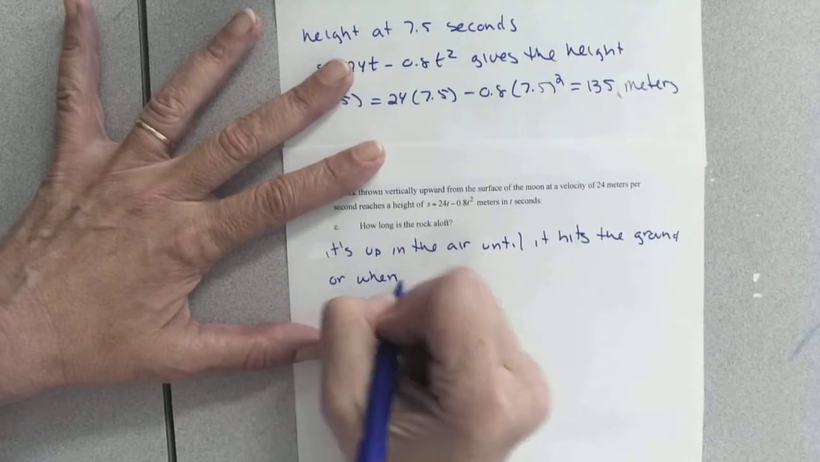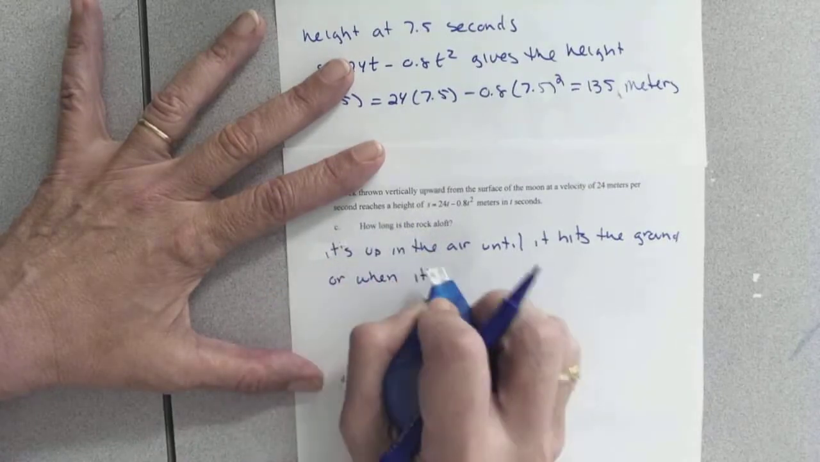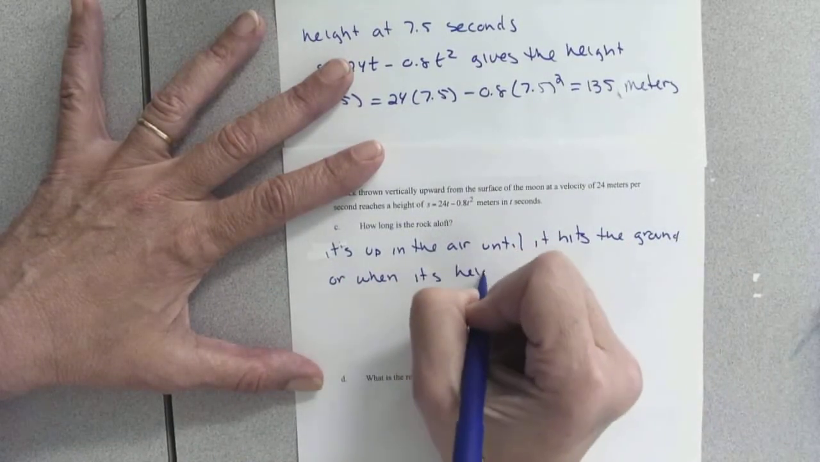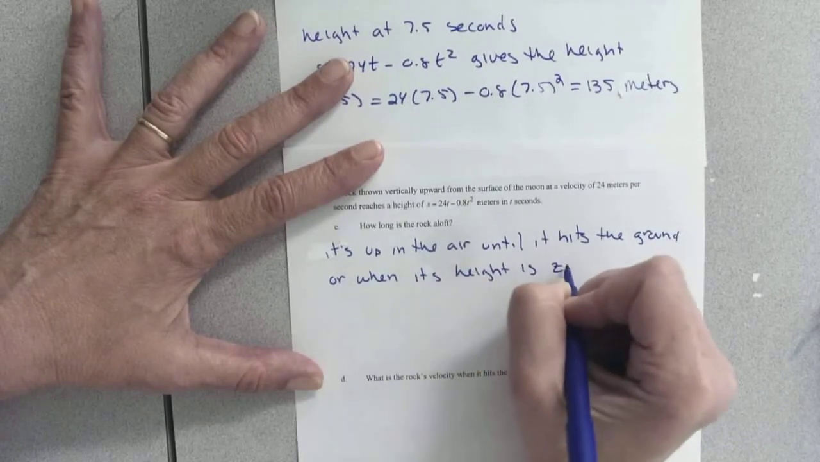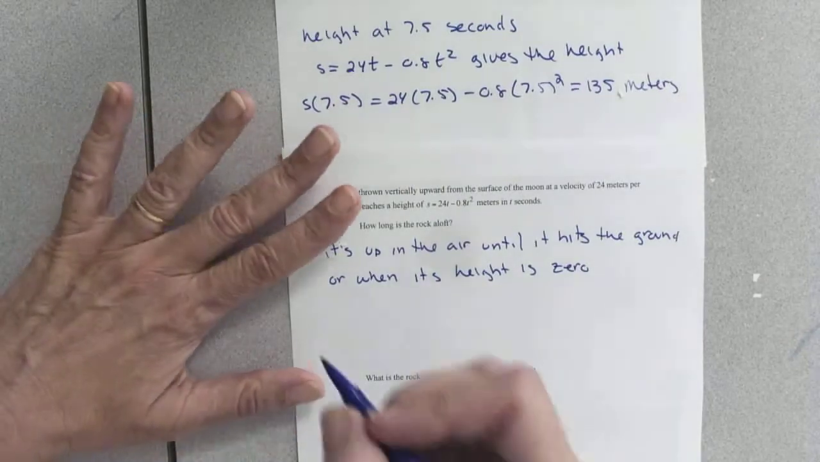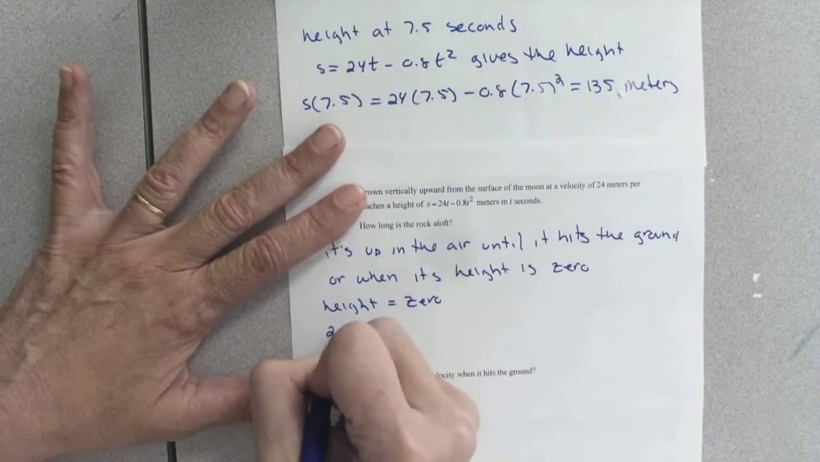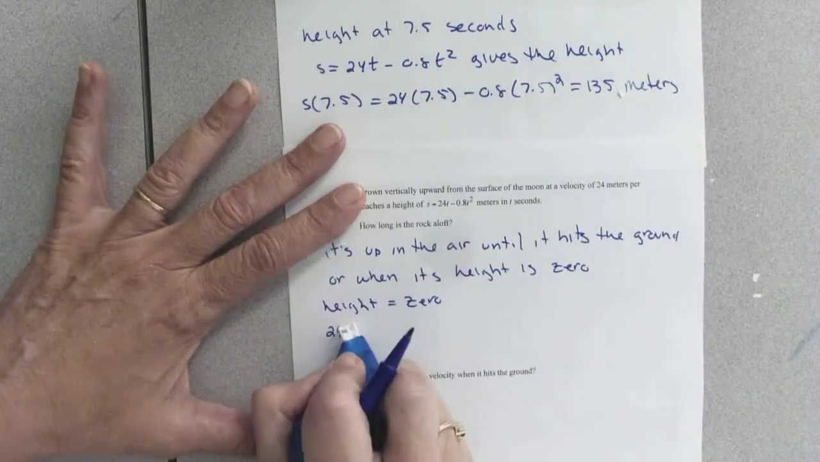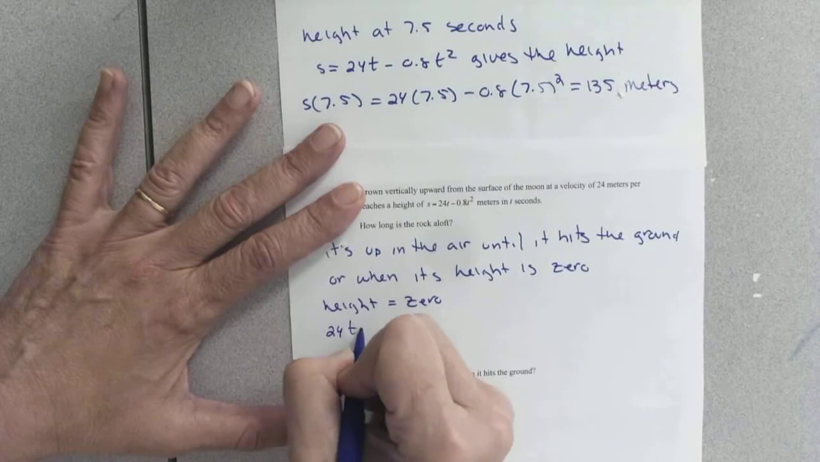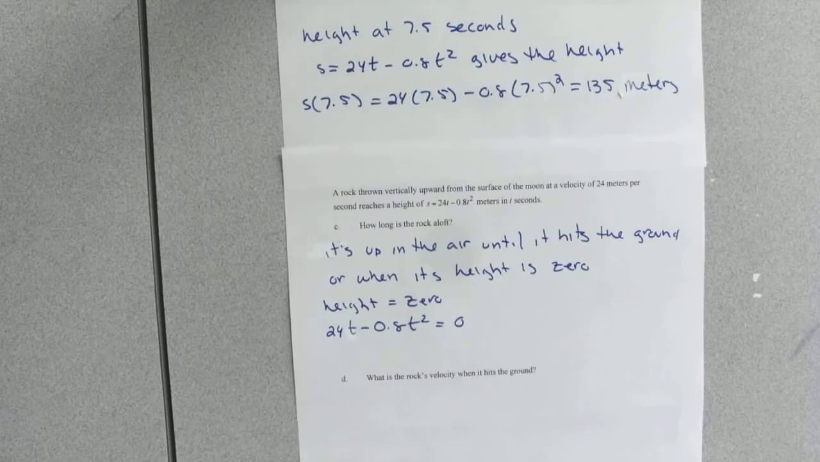Or when its height is 0. It's up in the air, it's aloft until it hits the ground, or when its height is 0. Well, height equals 0 would give me 24t minus 0.8t squared equals 0. The height is given by the original function.